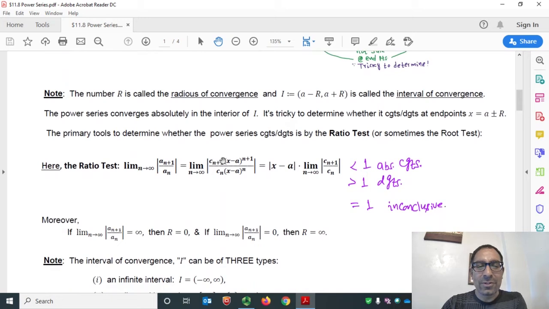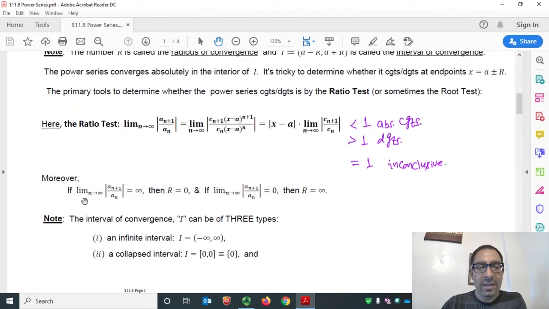The primary tool to determine whether the power series converges or diverges is the ratio test. Sometimes we use the root test also. A quick recall of the ratio test. The ratio test says: take the limit as n goes to infinity of the absolute value of the ratio of the n plus 1 term over the n term. If this is less than 1, the series converges absolutely. If this is strictly greater than 1, the series diverges. If this is exactly equal to 1, the test is inconclusive. By the way, if this limit equals infinity, then the radius of convergence is 0. And if the limit as n tends to infinity of the absolute value of the ratio of the n plus 1 term over the n term is 0, then the radius of convergence turns out to be infinite.